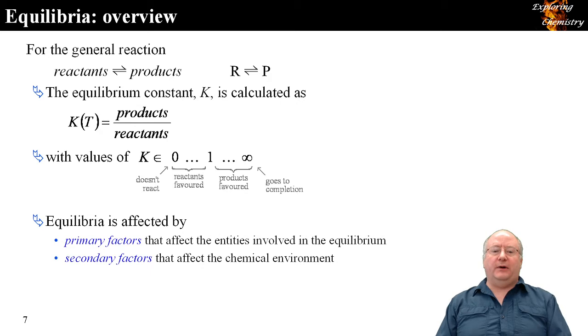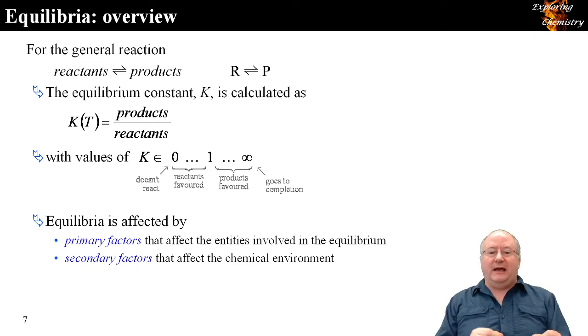And equilibrium is ultimately affected by primary factors that affect the entities involved in the equilibrium. You're literally affecting the reactants and products directly. The secondary factors affect the chemical environment. The environment surrounding the equilibrium will have some effect on the equilibrium itself.